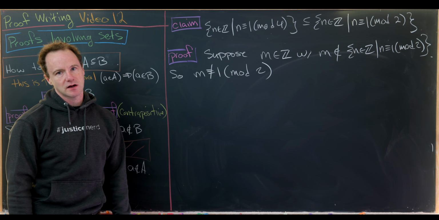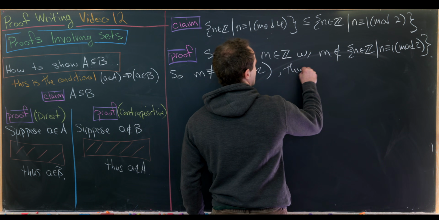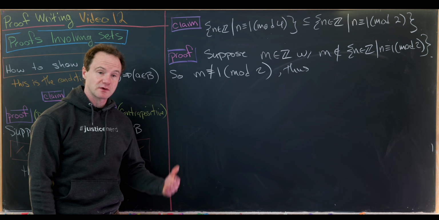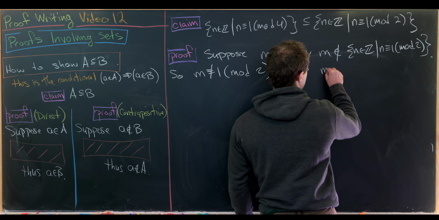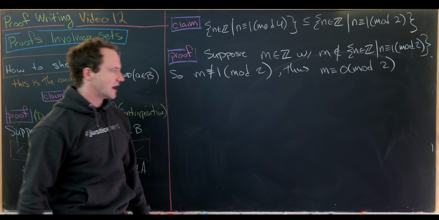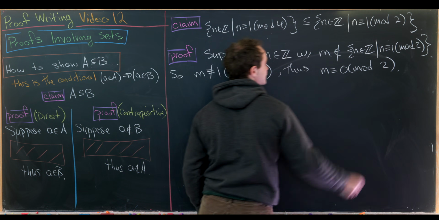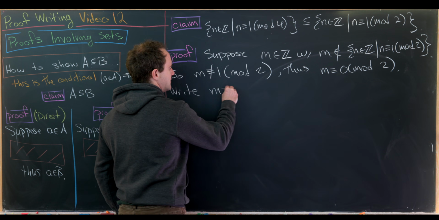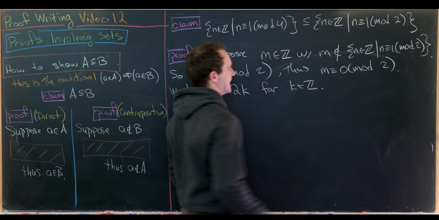But if m is not congruent to 1 mod 2, it must be congruent to 0 mod 2. Because, well, there are only 2 possibilities when you're working mod 2. Only 2 remainders when dividing by 2, 0 and 1. So let's write that here. We have m is congruent to 0 mod 2. Okay, but if m is congruent to 0 mod 2, that means m is even. So let's write m as an even number. So we'll write m as 2 times k for some integer k as needed.